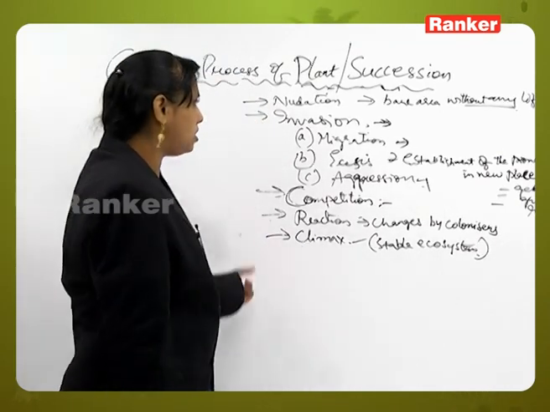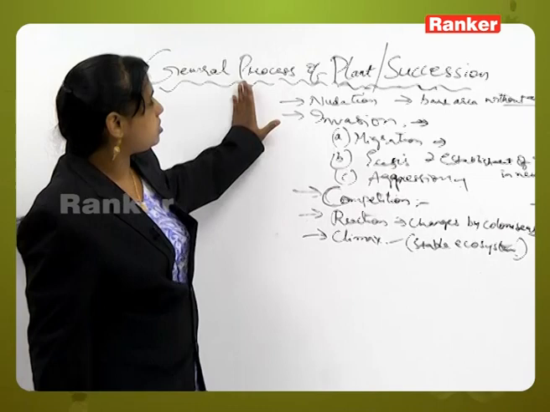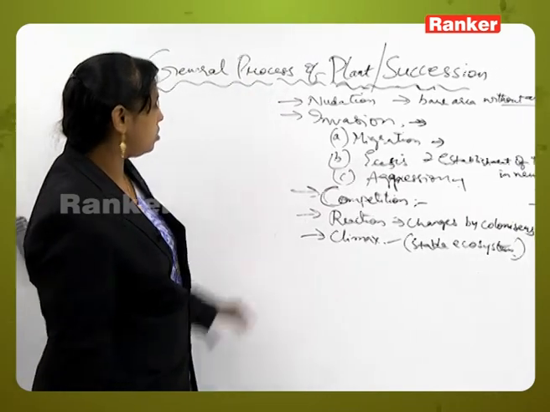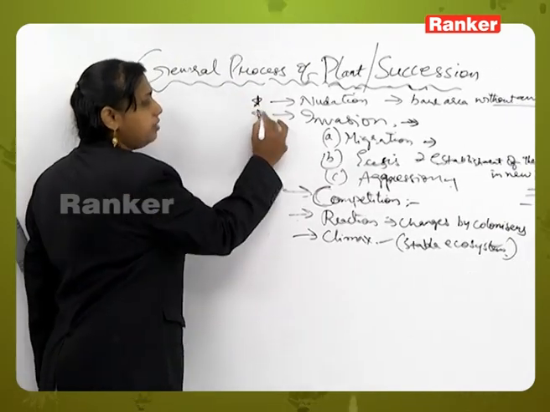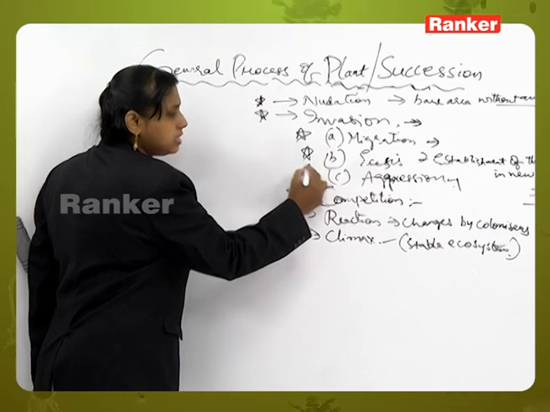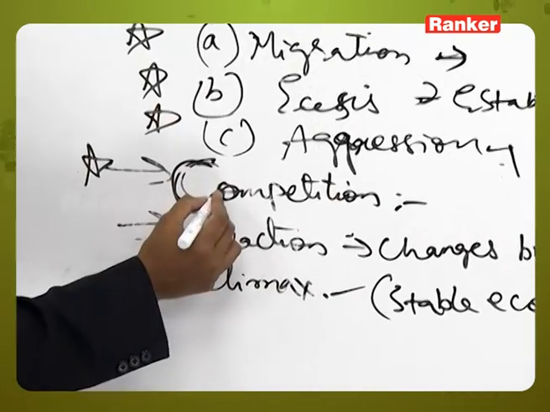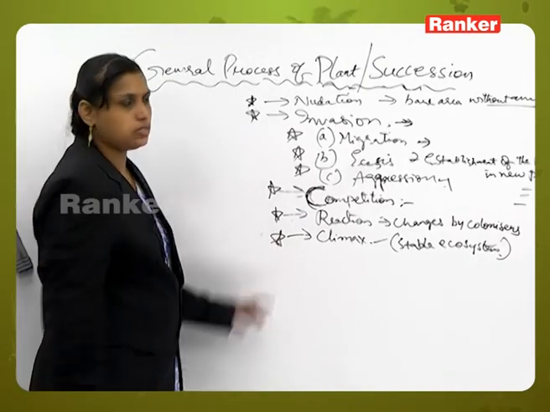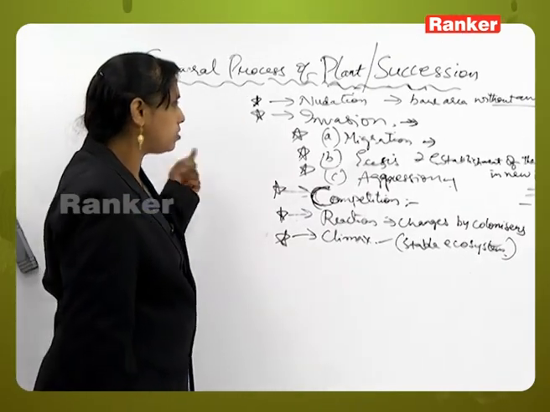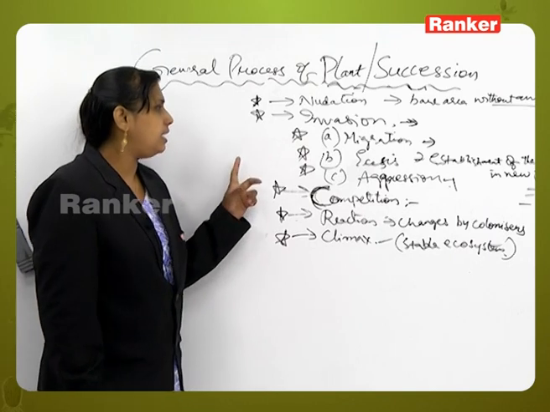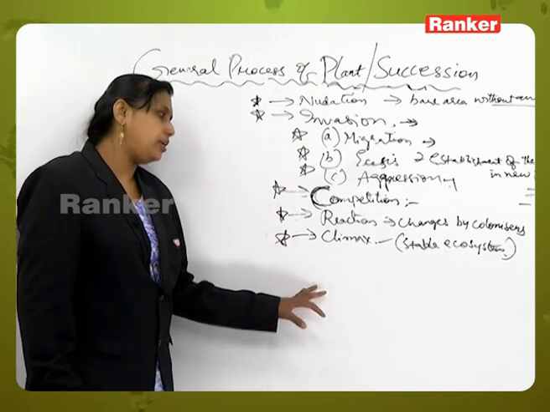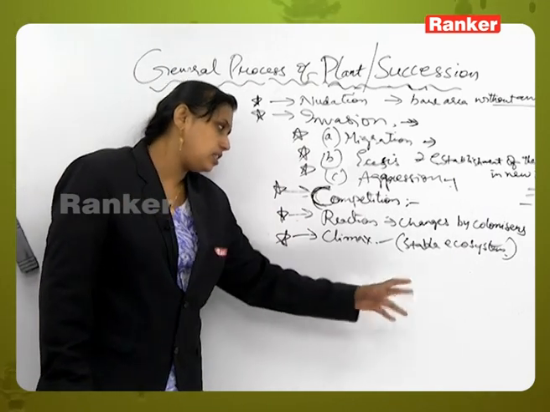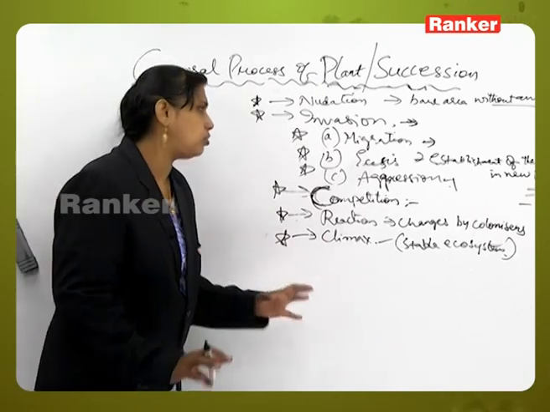These are the different processes of plant succession, and all are important: nudation, invasion, migration, ecesis, aggregation, competition, reaction, and climax stage. These are very important for your multiple choice questions. It maintains a complete harmony between the environmental factors, biological factors, and climatic factors, and helps in the growth of the vegetation.